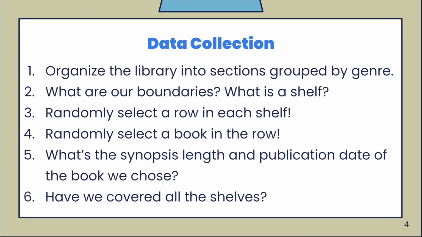After we have selected a book, we had to ask ourselves, what was the synopsis length and what was the publication date of the book we chose? In order to do that, we looked to the copyright information and found the publication date of that certain edition of the book, and we looked to sometimes the back and sometimes the flaps of the book in order to count the synopsis length in words.